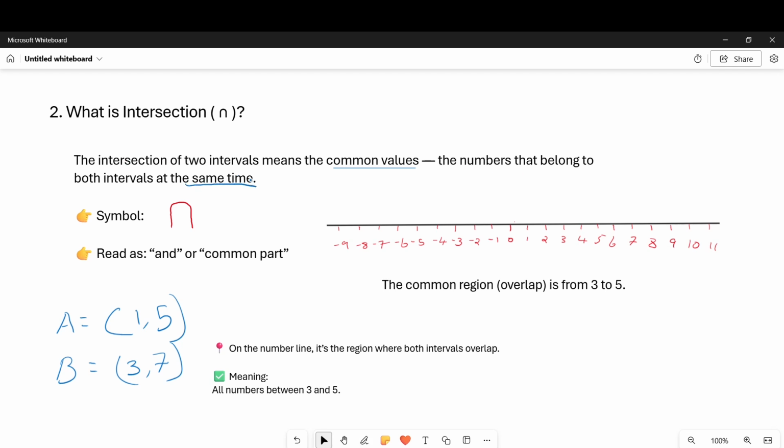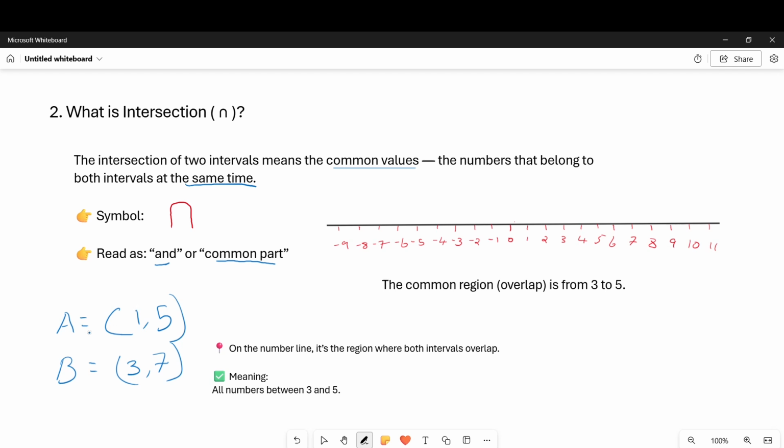It looks like the opposite of a union. The symbol looks like a bigger, smaller letter n, and it's read as "and", or the common part. We say common part, or logically "and". So let's see one example, then you will have a clear idea.